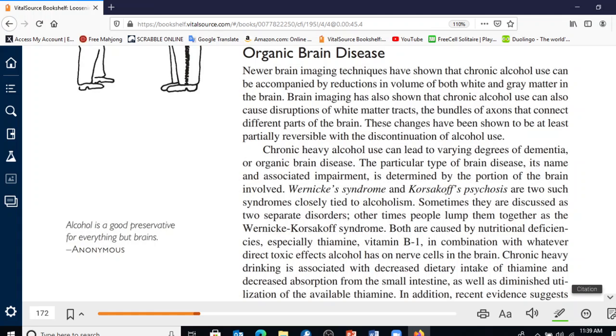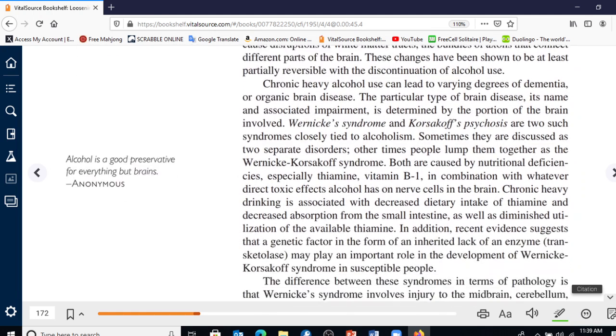And there are a couple of brain diseases that you sometimes see linked together as Wernicke-Korsakoff. But Wernicke syndrome and Korsakoff psychosis are actually two different syndromes, even though they're closely linked to one another. Both of them are tied to alcohol use, and both are consequences of vitamin deficiencies because, again, if you're a heavy drinker, your body doesn't utilize vitamins correctly. That makes sense. Anyway, both are caused by nutritional deficiencies, especially thiamine, which is vitamin B1, in combination with whatever toxic effects alcohol has on nerve cells in the brain.